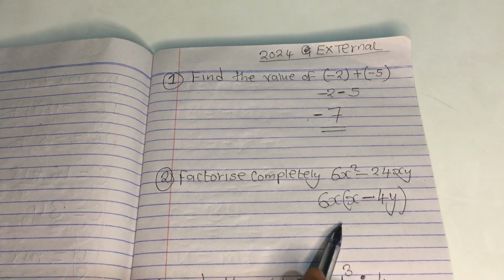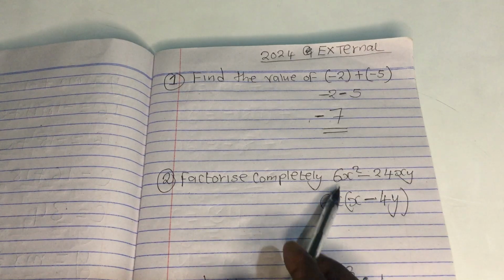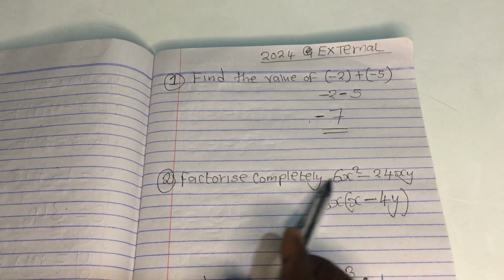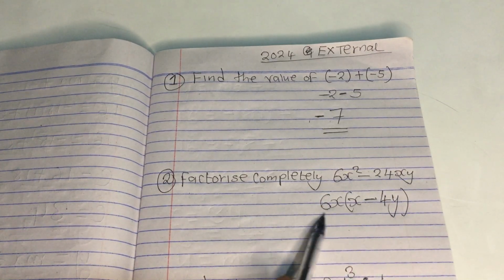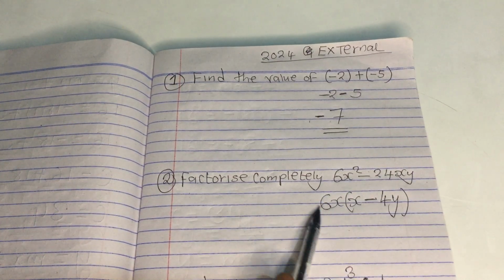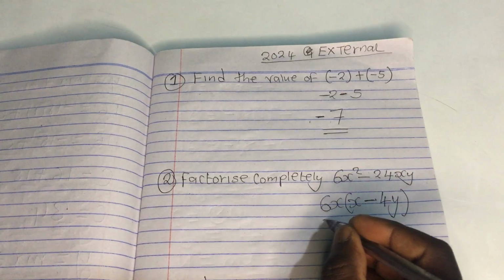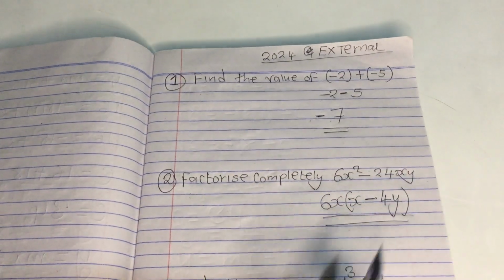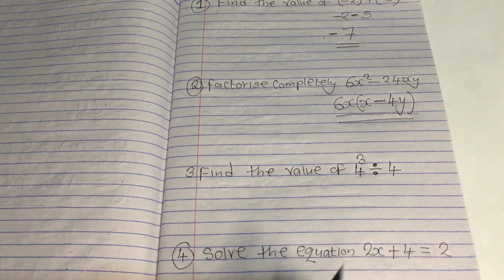Once you are factorizing, the answer you get should give you back the question the way it is. When you multiply, if it's not giving you back the question, just know that you have made a mistake. So this is where you end. We come to number 3.